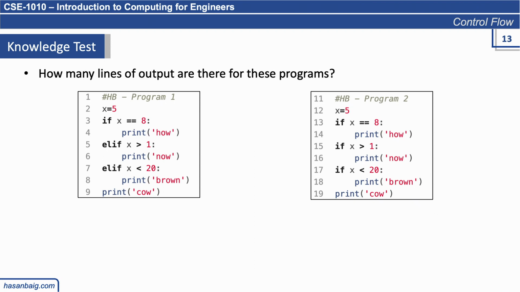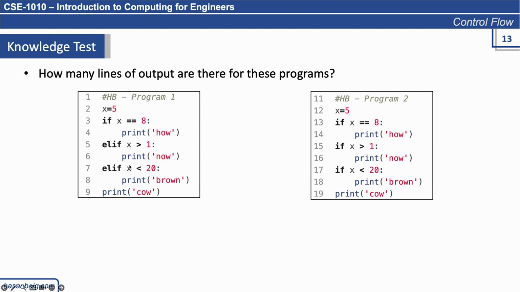Let's talk about the program on the left-hand side, program 1. So we have x equal 5. Now the condition at line number 3, will it be satisfied? If x equal 8, it does not satisfy, which means that it's not going to be printed. What about this one? X is greater than 1. Does it satisfy? It satisfies. It means this piece of code will be executed. So it means it will print now.